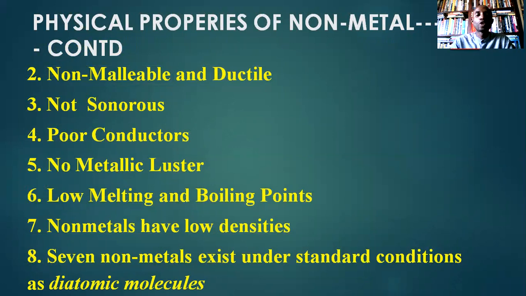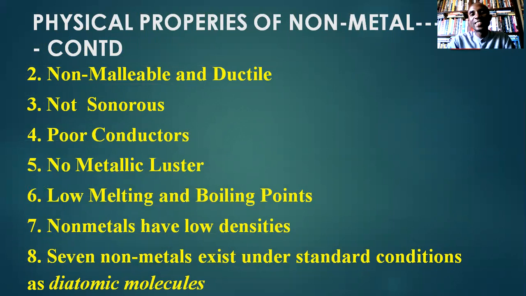Another physical property is that they are not sonorous. Sonorous means that it gives a note when hit. When you beat it, when you hit it, it cannot produce notes. It cannot produce sound. But metals do. Now, non-metals' physical properties again are that they are poor conductors of heat and electricity. Next one is that they have non-metallic luster, which means that they don't shine when polished like metals. Then another physical property is that they have low melting and boiling points.